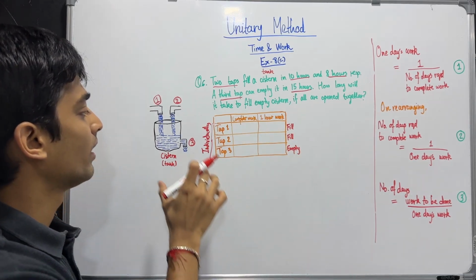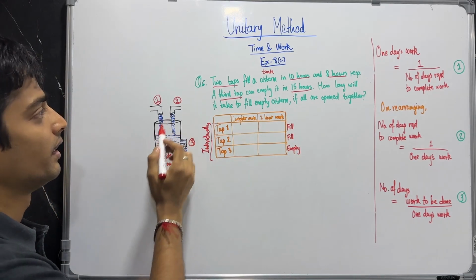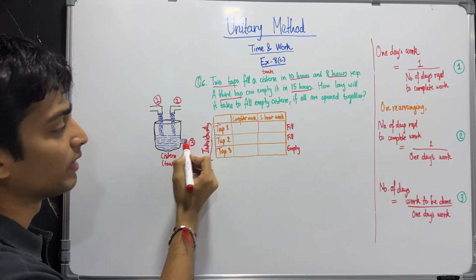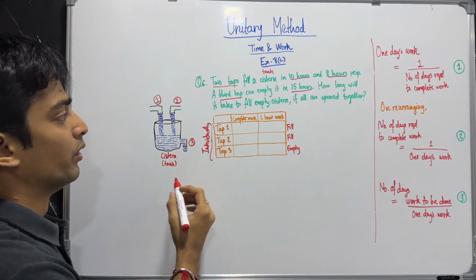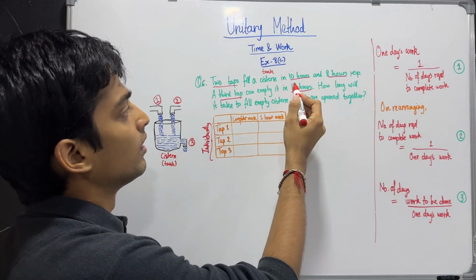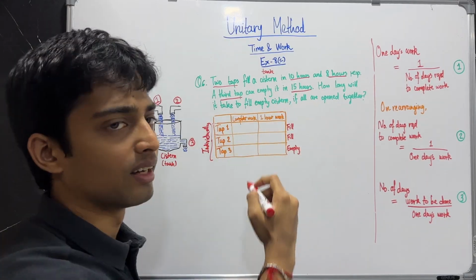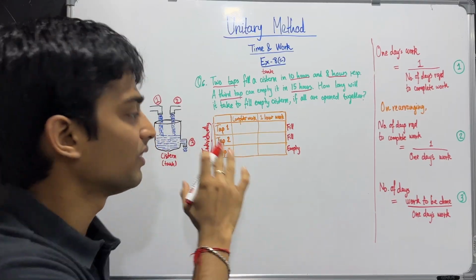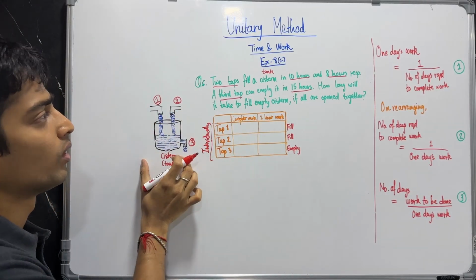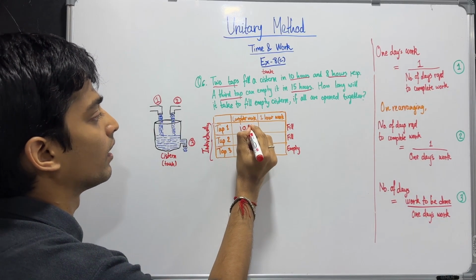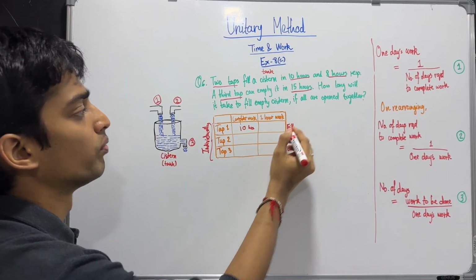So I have drawn a diagram over here. There are 3 taps. 2 taps are for filling the cistern. The third tap is to empty it. So we have some data given here. To fill, the first tap takes 10 hours to fill it completely individually. So if it was just tap 1, it would fill the whole tank in 10 hours. So we will write 10 over here, 10 hours to fill.